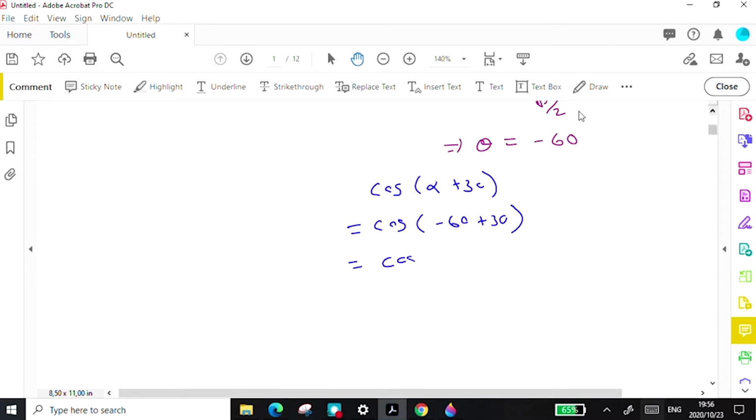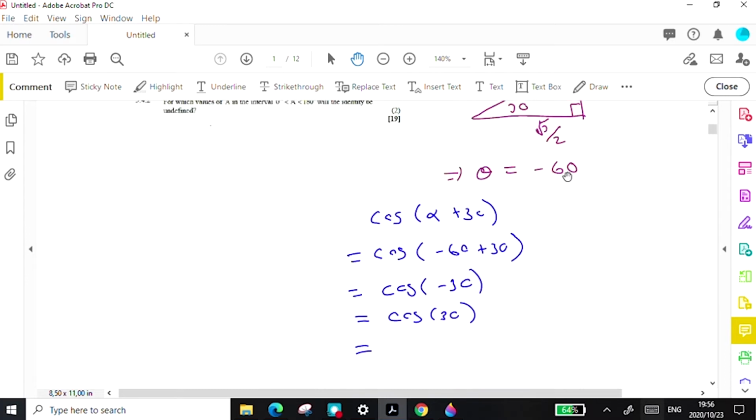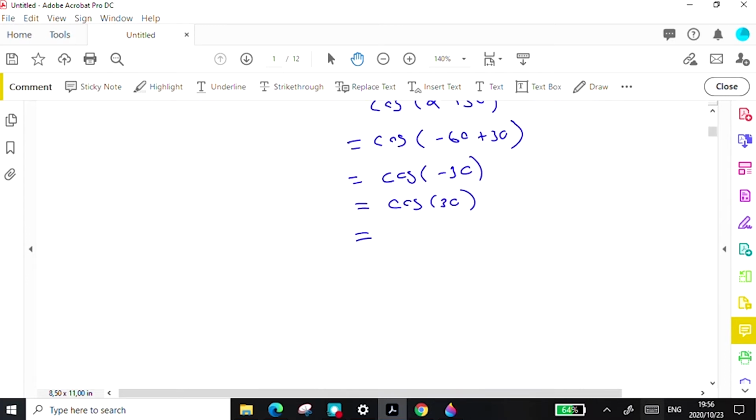So this is cos of negative 30, which is just cos 30, and cos 30, you can read from our triangle. Cos 30 is x divided by r, so it is square root 3 over 2 divided by 1, which is just square root 3 over 2.